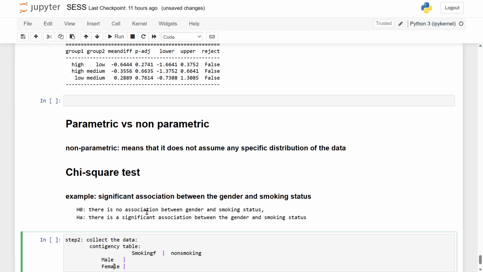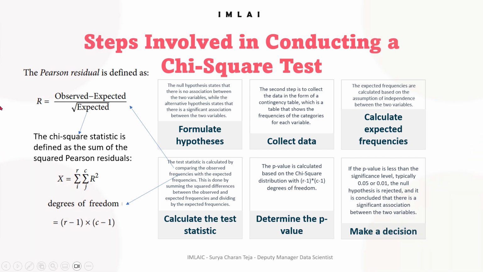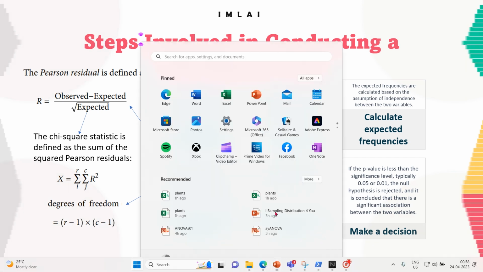be calculated based on the assumption of independence between the gender and smoking status. So the test statistic would be calculated by comparing the observed frequencies with the expected frequencies. So the following steps should be followed. You have to calculate the Pearson residual for each cell of the contingency table: R11, R12, R21, R22, and then square each cell's R and sum it up. Then you will get the chi-square statistic.